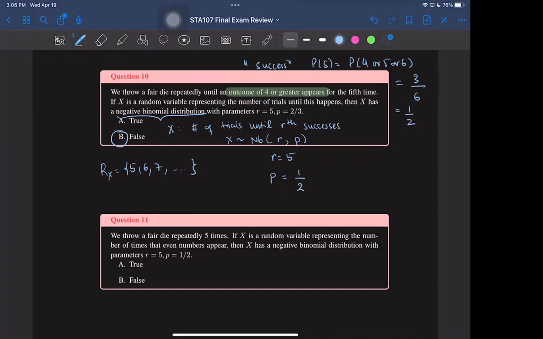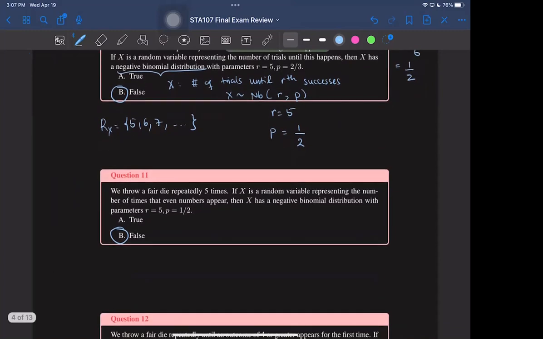Okay. So on Kahoot, we have 3 true and 4 false. The correct answer is false because we need to use the binomial distribution here. I know that students often get confused between the two. That's why I put this question here.